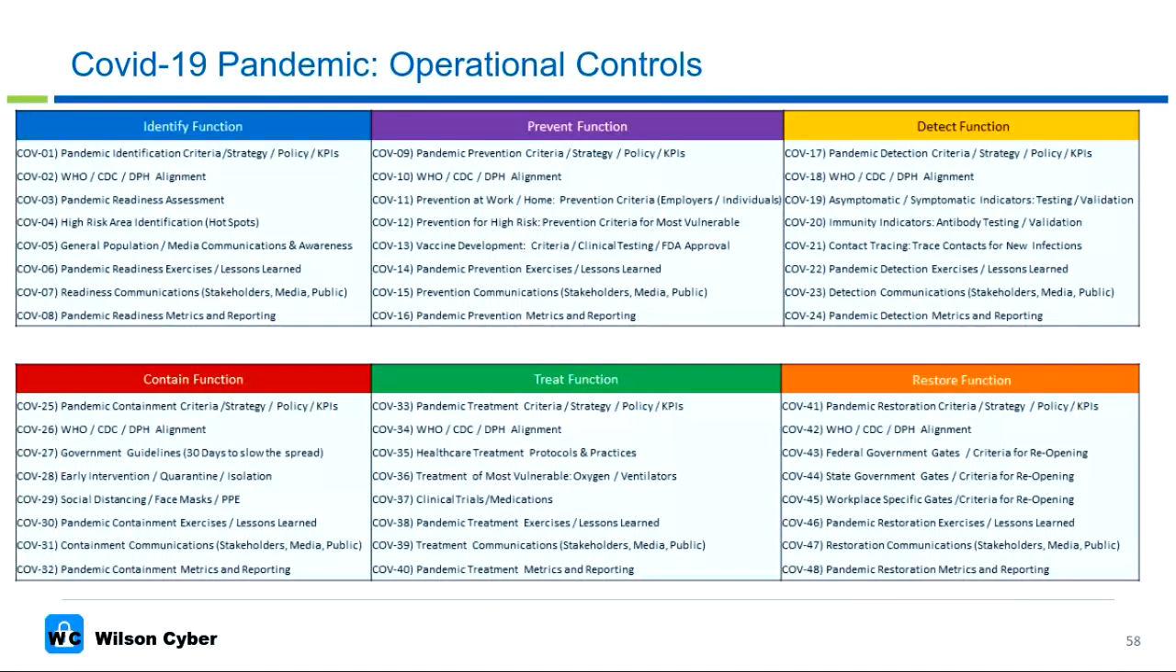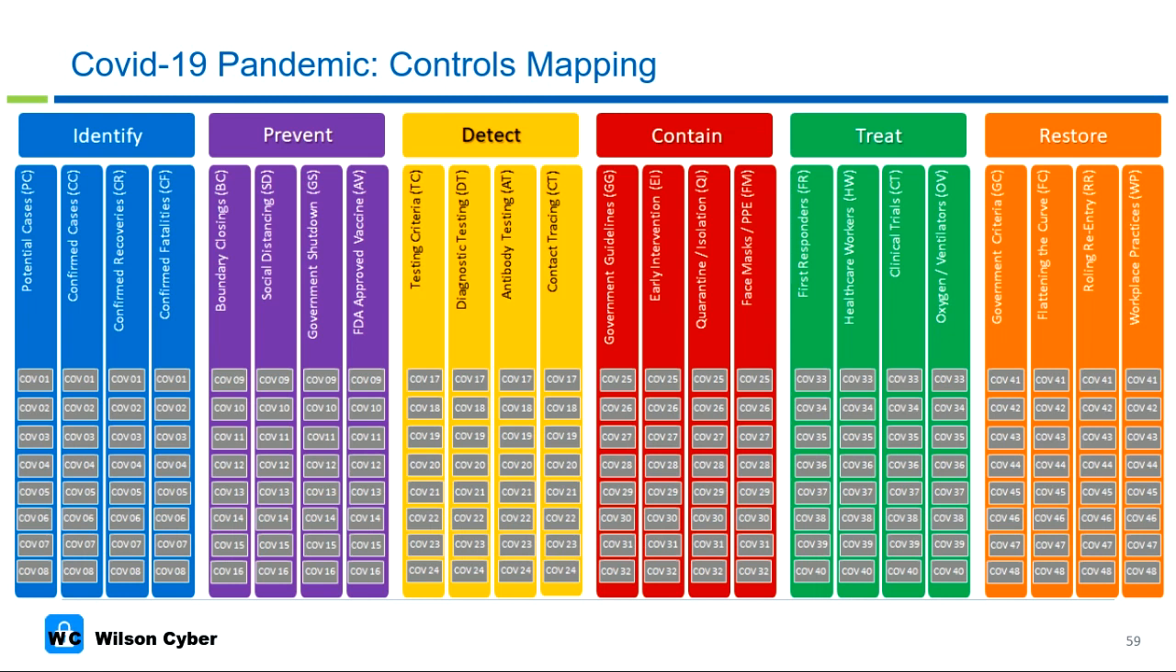And here's a mapping of our detailed controls, the operational controls, using our new, quote-unquote, COVID framework back to the key functions of the COVID program: identify, prevent, detect, contain, treat, and restore. And we mapped, again, these controls back to our framework. Under the framework, we again have 6 functions, and we have 24 categories. The 6 functions: identify, prevent, detect, contain, treat, and restore.